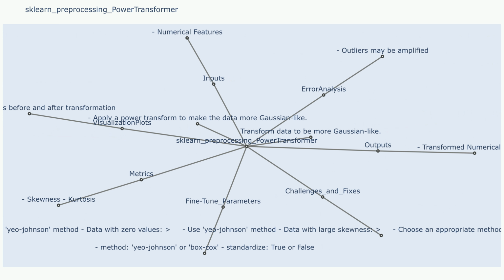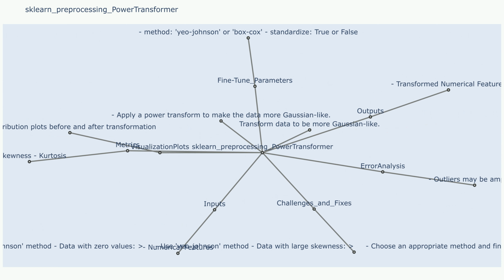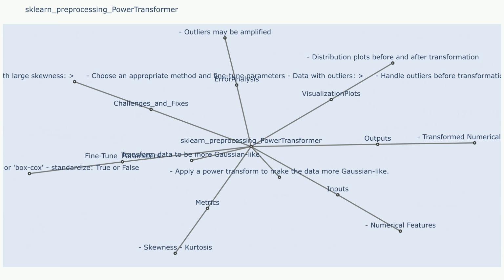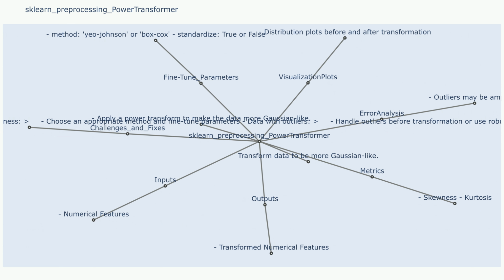Steps. Feature scaling. The power transformer initially scales the features to have a mean of 0 and a standard deviation of 1. Power transformation. It applies the chosen transformation, Yeo-Johnson or Box-Cox, to the scaled features, adjusting their distribution to be closer to normal. Metrics. Skewness. The skewness of the transformed data is reduced, indicating a more symmetrical distribution. Kurtosis. The kurtosis of the transformed data can become closer to 3, suggesting a distribution closer to normality.